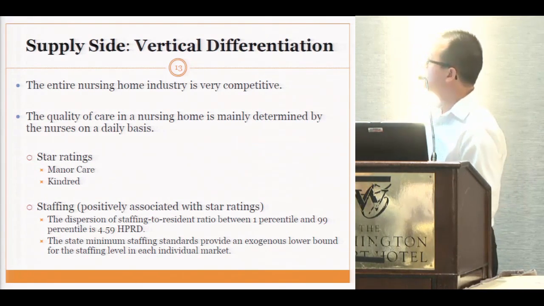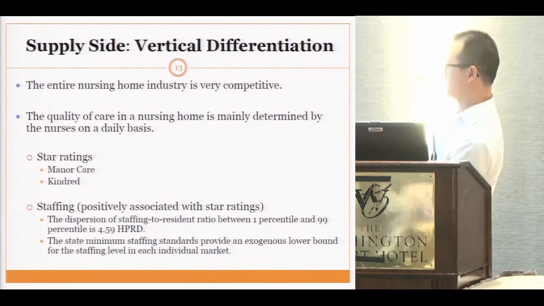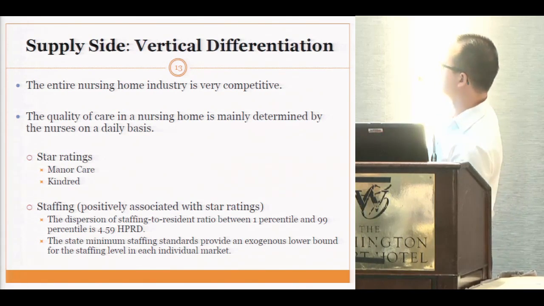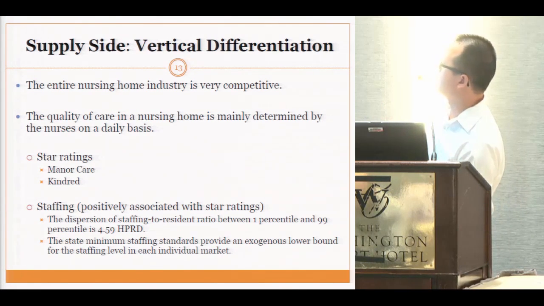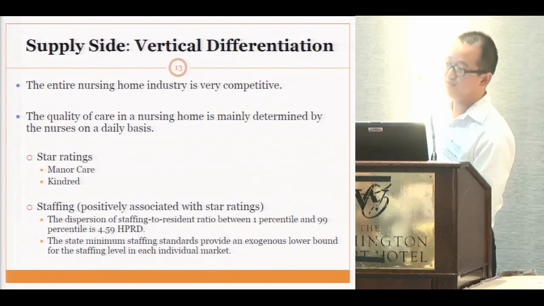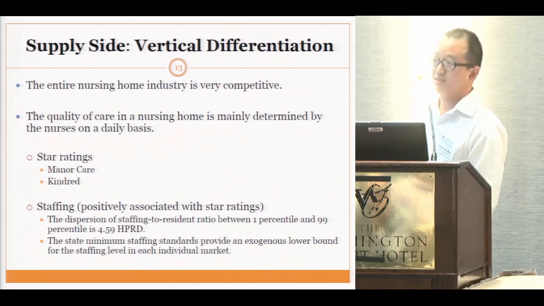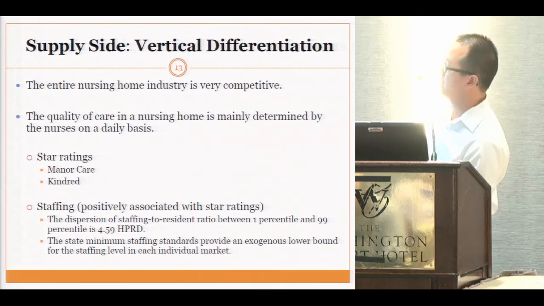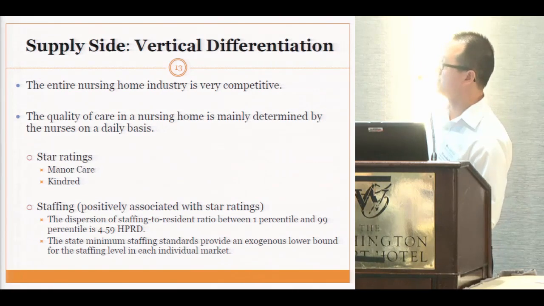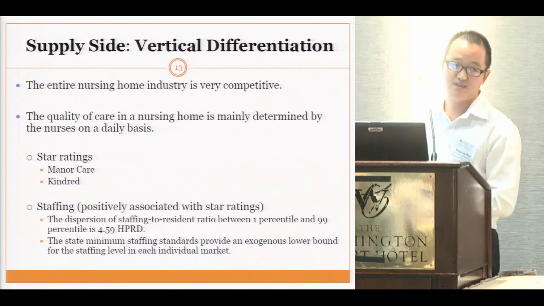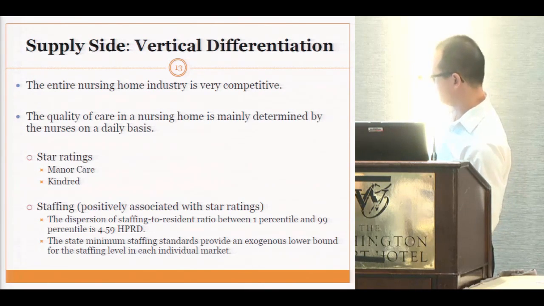Now, from the supply side, the entire nursing home industry is highly competitive. And naturally, from the economic theory, you reach the conclusion that there will be vertical differentiation. And this is indeed true. If you use the nursing home compare star rating system, you can see there's a lot of difference among different nursing homes. This is one measure of the vertical position. Another measure which we will use in the study is the staffing level. So the higher the staffing to resident ratio, the higher the service quality and higher the star rating. So this is established in the literature. So we'll actually use the initial distance between the staffing level and the state mandated minimum staffing standard as a measure of the vertical position of nursing home.